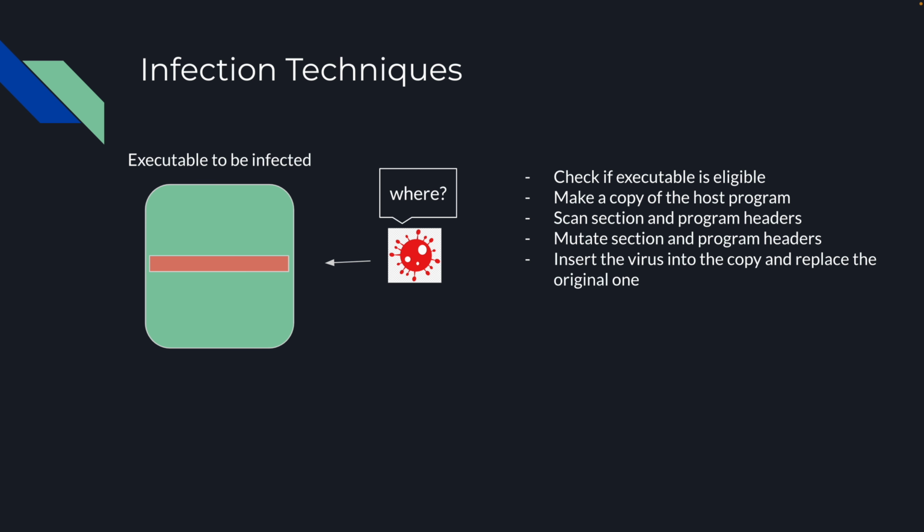The first step is to scan the host executable to determine its eligibility for infection. We need to ensure the file is genuinely an executable and filter out other file types by parsing the ELF header. Remember, all ELF files contain a magic array that identifies them.